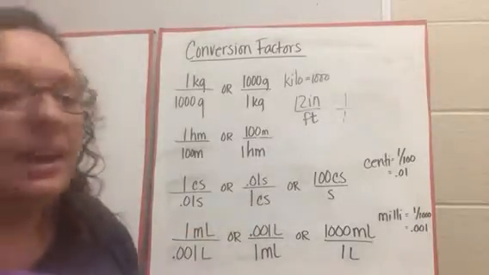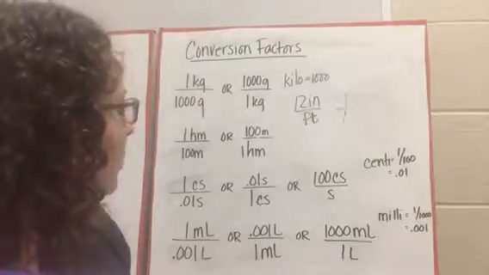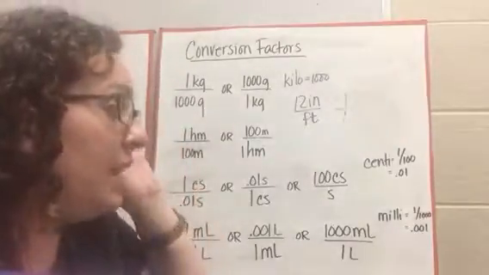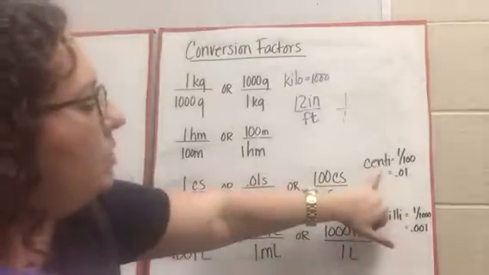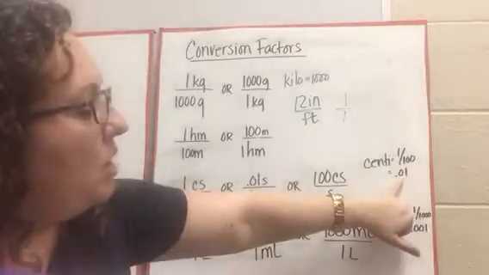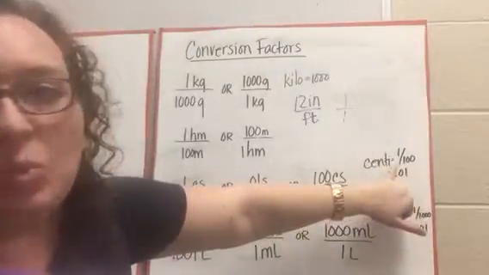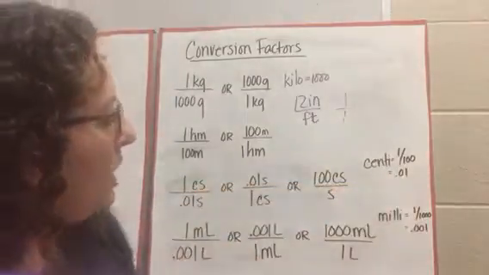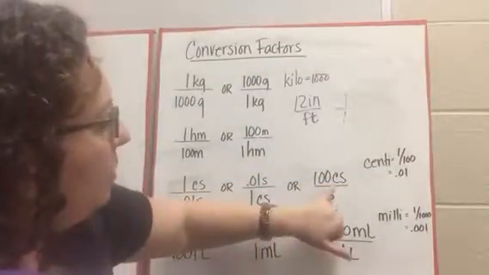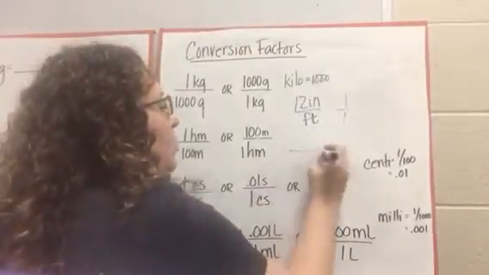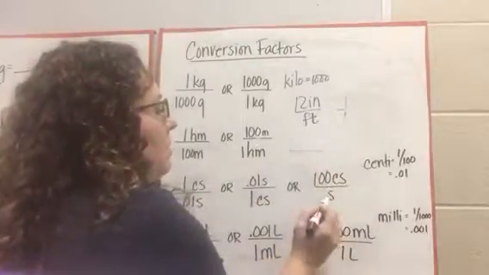Another way to look at it, and I don't know that there's a right or a wrong, as long as you can get the answer, so I'll just let you decide what you like. But if you look at your conversion chart, centi, we've been saying represents 0.01, but it also means 1 over 100.